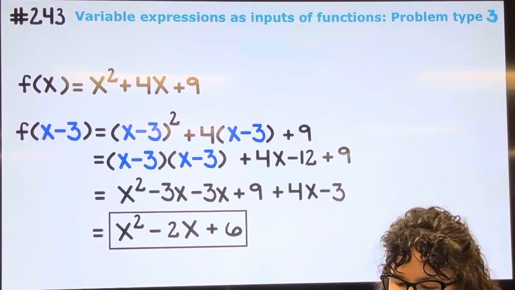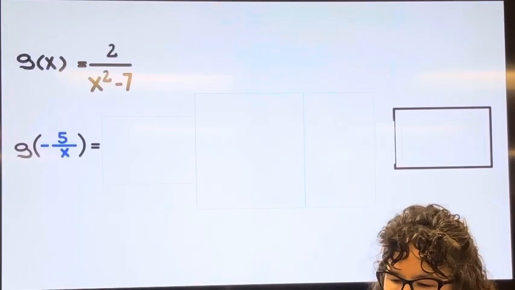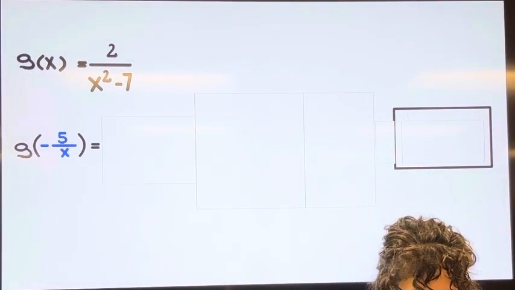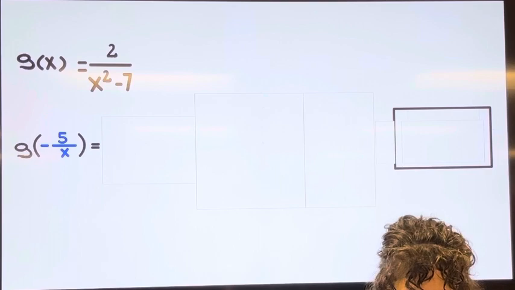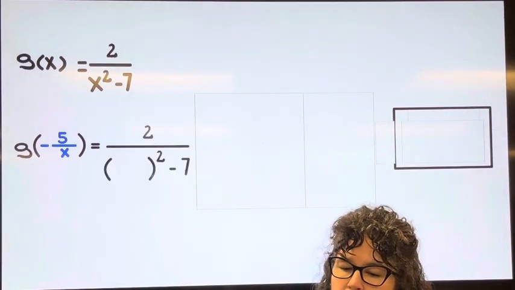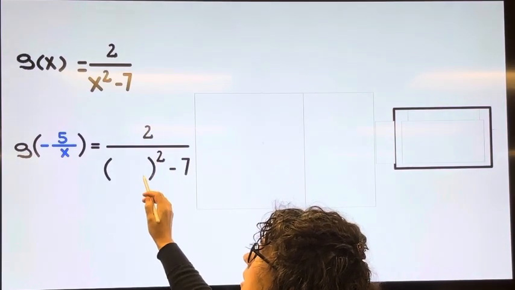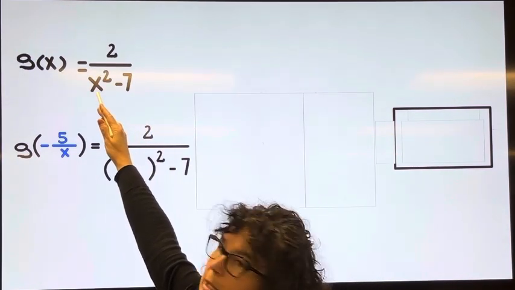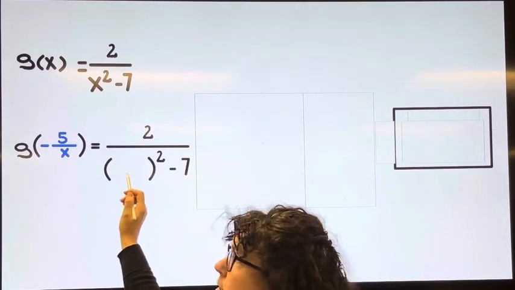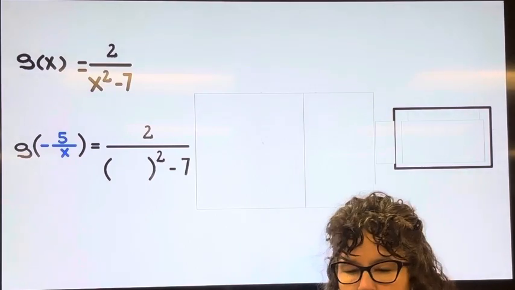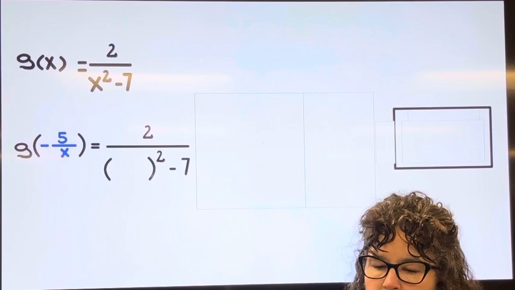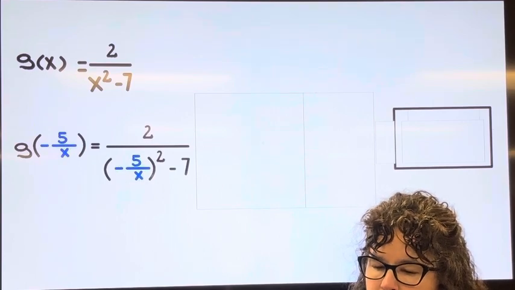Okay, the last example, saving the best for last, we're gonna have a lot of fractions. So we want to have a strategy to handle those fractions. Starting off the same, we're going to rewrite the original equation, except every place there was an x, I put a set of parentheses. And in for those x's, we're gonna substitute negative 5 over x.